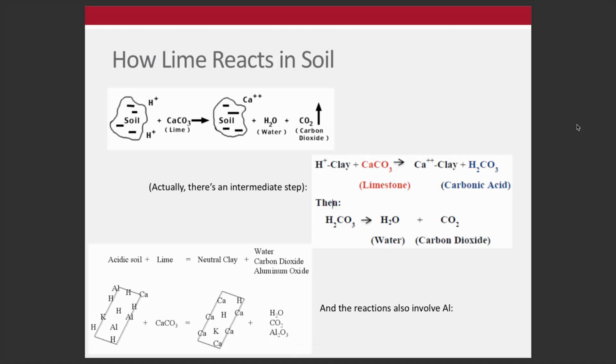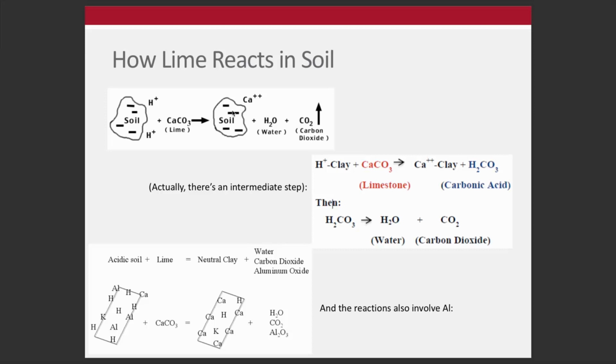Let's think about actually how lime works, how lime reacts. A lot of people really haven't given much thought to this. Some might know that lime is calcium carbonate, right? So it's calcium plus this CO3, this carbonate material. And we've got negatively charged soil with these positive cations. In the case of an acidic soil, there are a lot of hydrogen ions around, okay? So lime will react with this hydrogen.